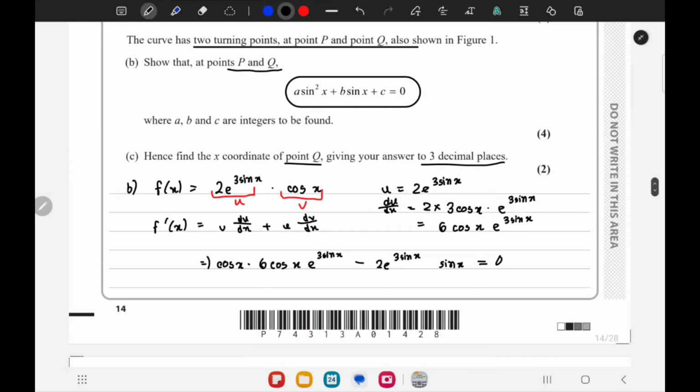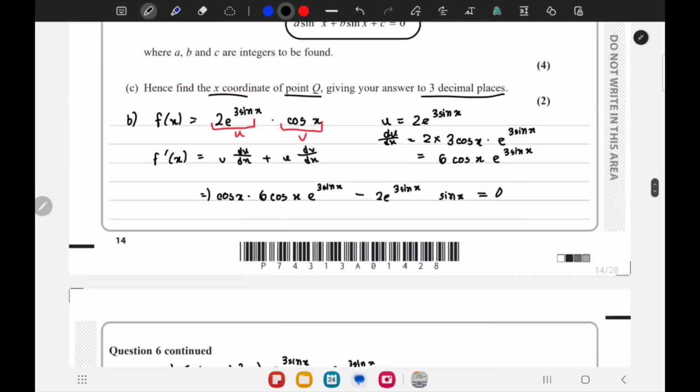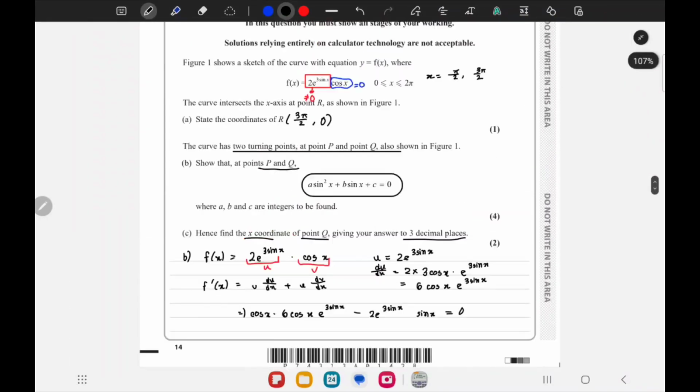We just have to find the x coordinate, so we'll just write the value of this down, which would be 1.973 to 3 decimal places. So that's it for this question.